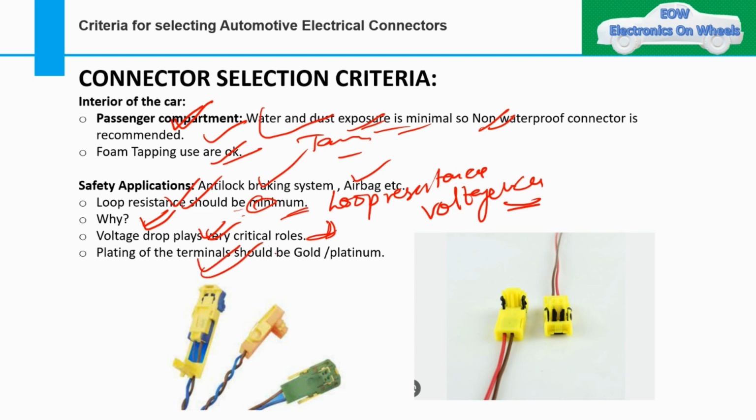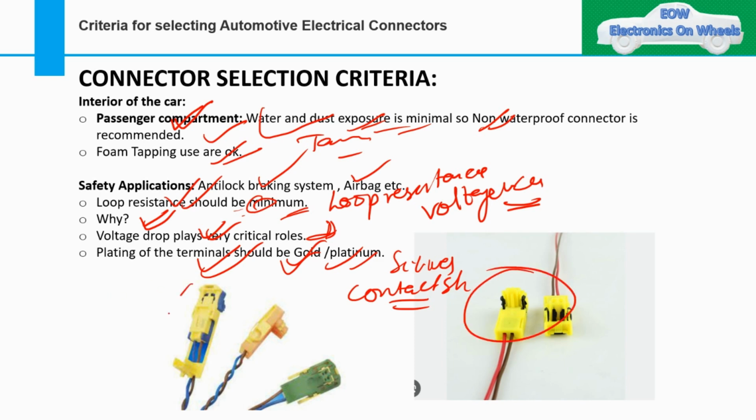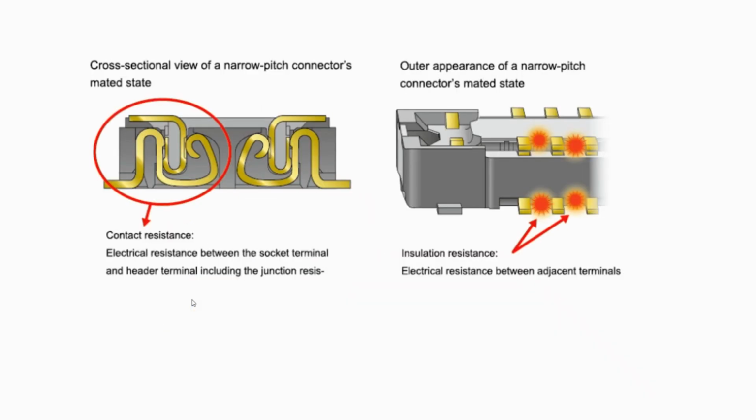Then plating for these terminals should be gold or platinum, and the reason for gold and platinum or silver plating is the same, that your contact resistance should be minimum. If contact resistance is minimum, then heating would not be there, and voltage drop chances would be lesser, so that the signal will not be distorted. Because airbag and safety applications play a very vital role, either it is ABS or airbag.